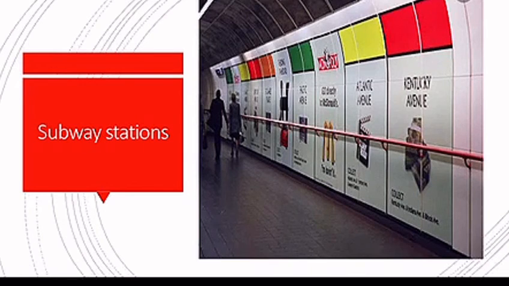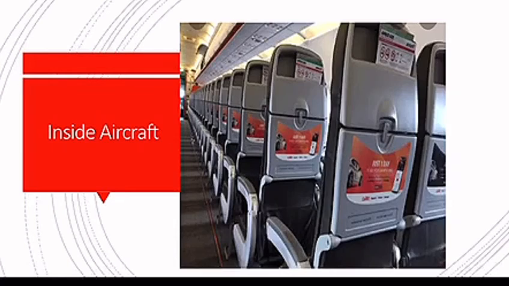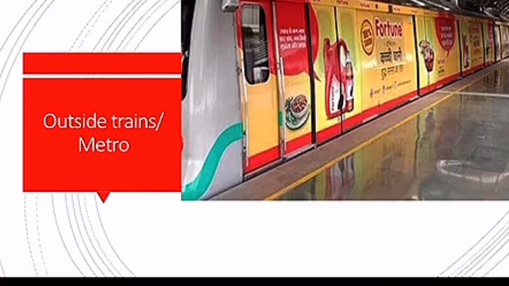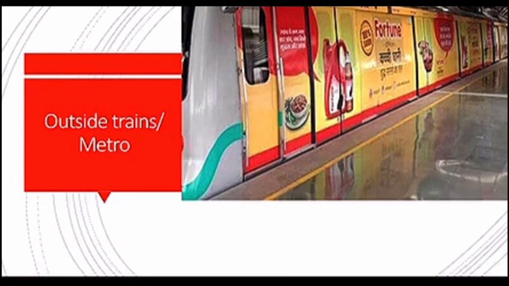Then in metro stations, the subway stations, you can see the ads. These are all types of transit media. Even inside the aeroplane, inside the buses, inside the trains, you can see these stickers and ads, and these are basically meant for the passengers sitting inside, whereas the ads outside the buses are meant for all kinds of people who are traveling on the road or roadside. You can see this train having the ad.